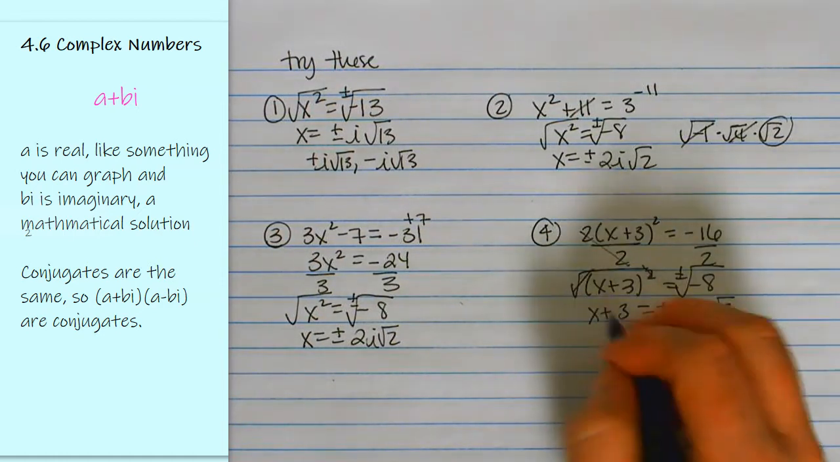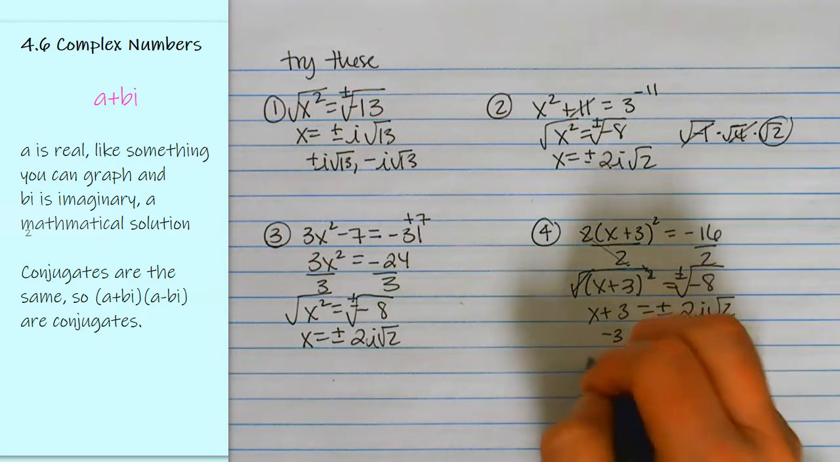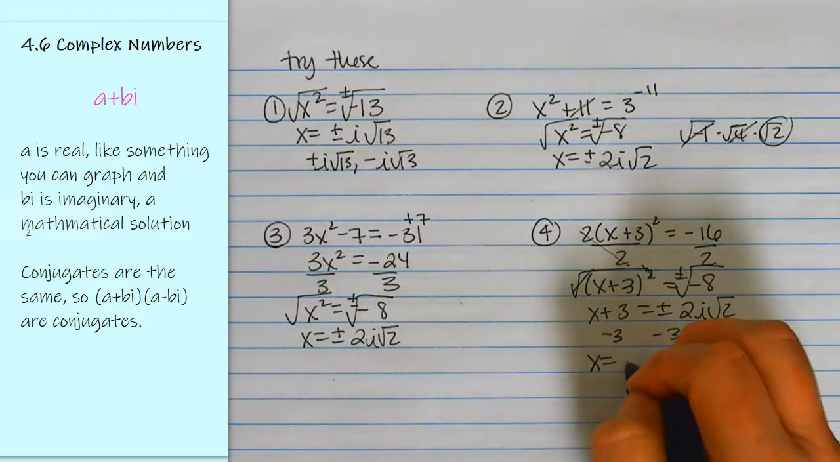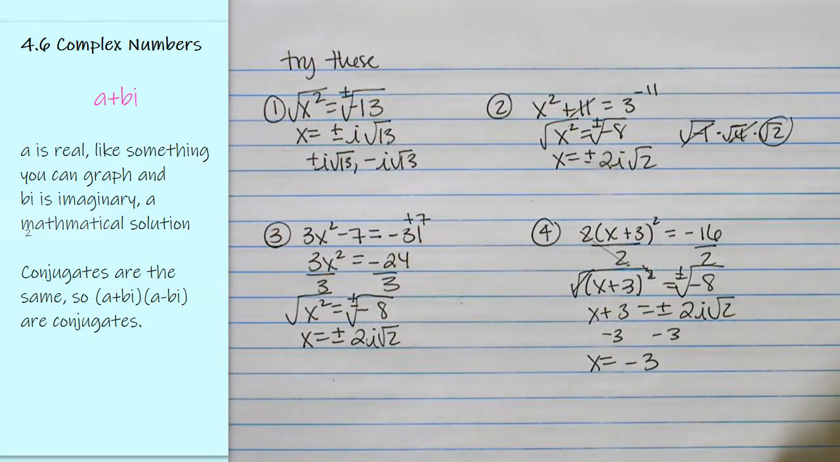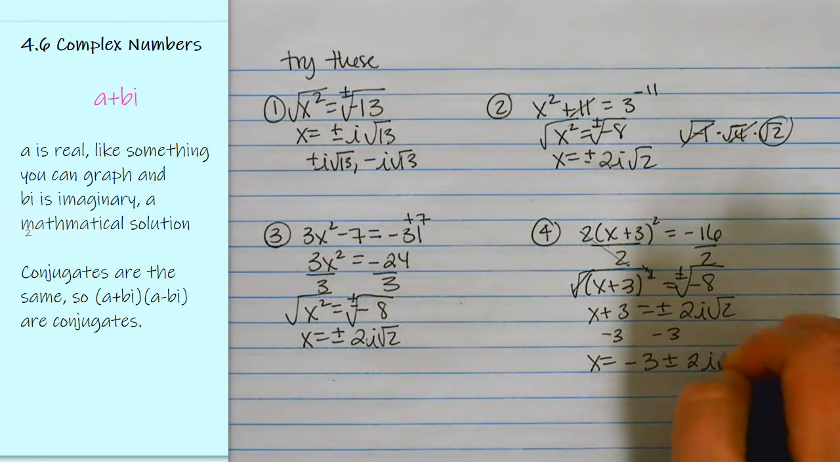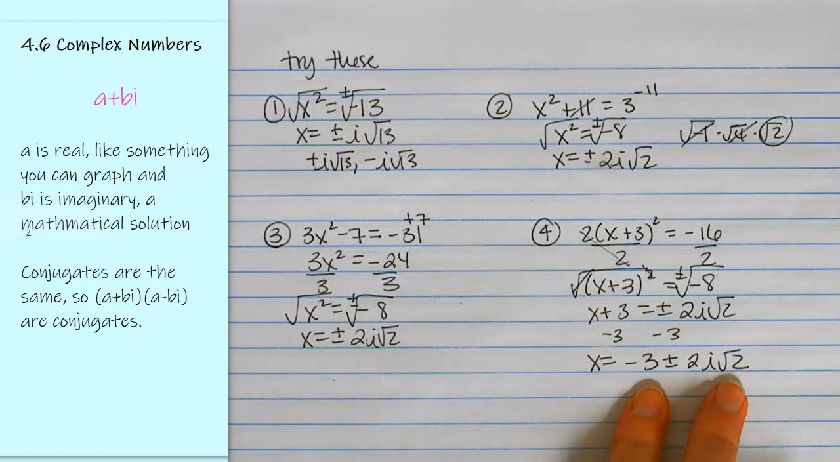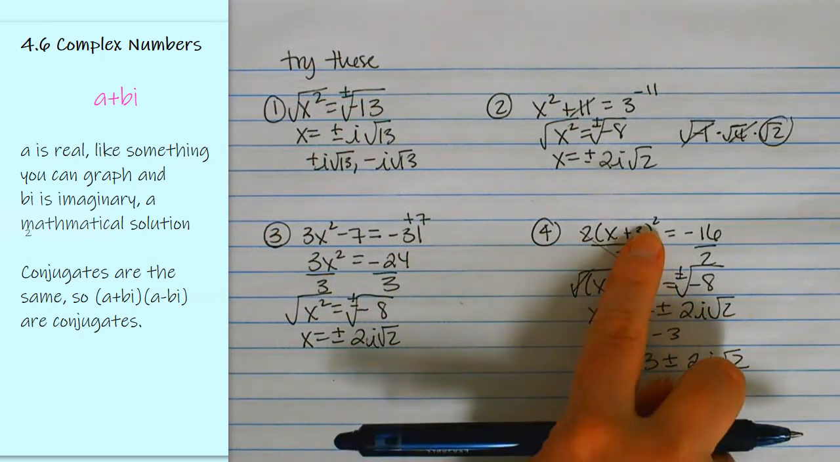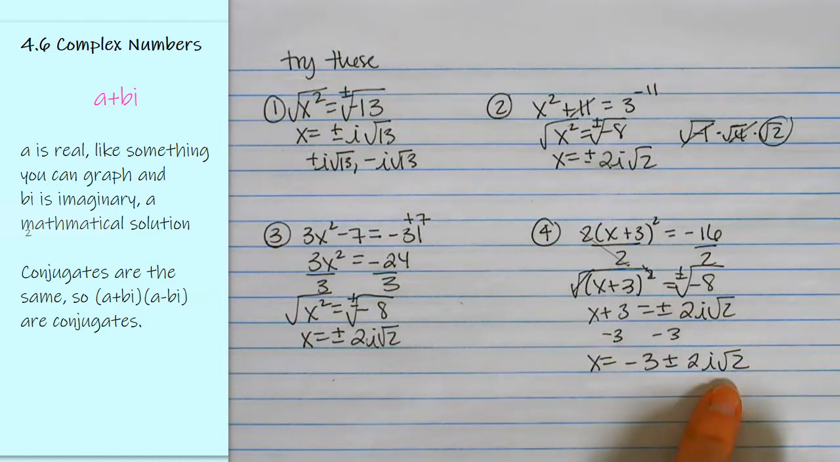Now I need to move the 3 to the other side. I'm going to subtract it. X equals, negative 3 is just a number, and normally we write it in the front, plus or minus 2i square root of 2. So this is a binomial answer. It has the real part and the imaginary part separate. You can leave the plus or minus there. This is two answers to a squared problem. We have both of them.